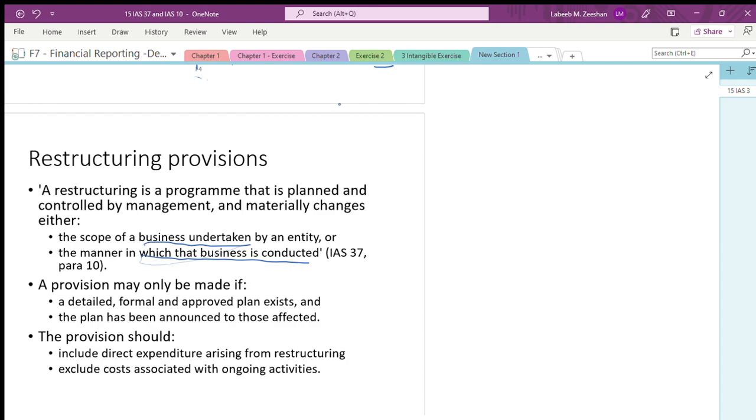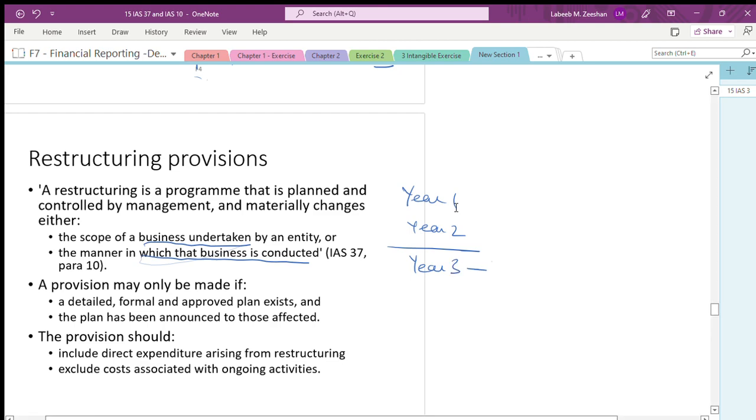See, you can restructure the provisions. You have done year 1, you have done year 2. Now what happens? You are in year 3. As per the things, you can revise the provisions.